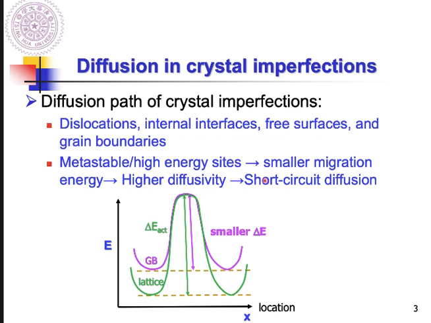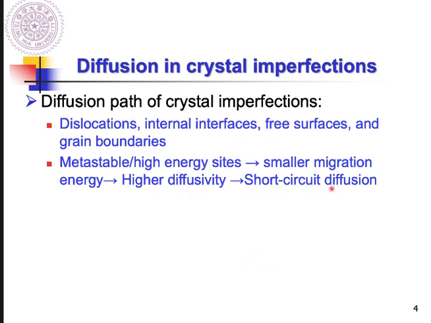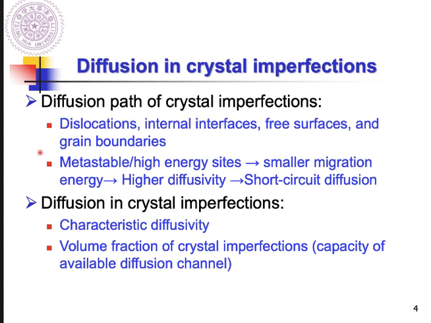Because it has a smaller activation energy or migration energy, the diffusivity will be higher. So this type of diffusion path belongs to short circuit diffusion. It means if the atoms diffuse or move along the grain boundary or along this crystal imperfection site, they will move faster. So some people call it short circuit diffusion. So, diffusion in crystal imperfection sites.